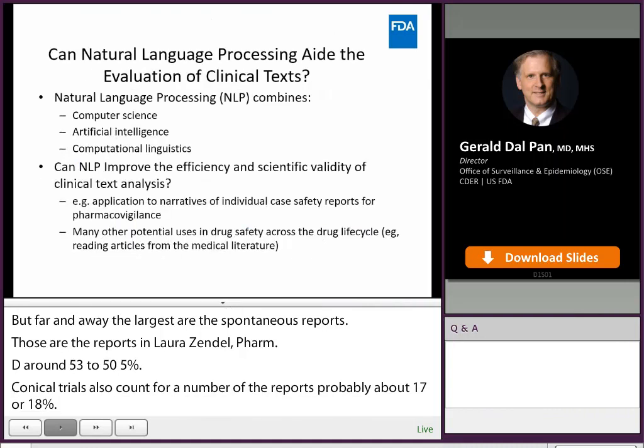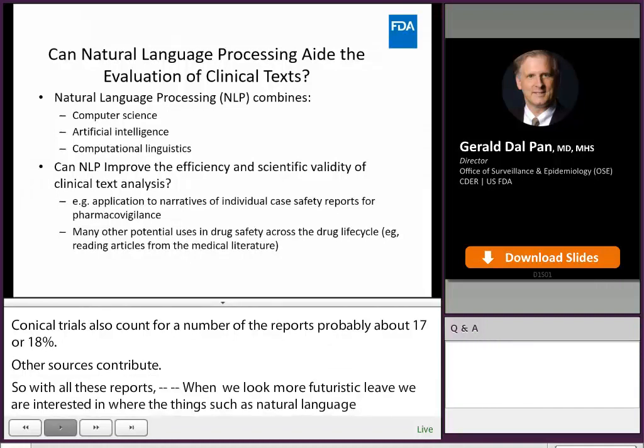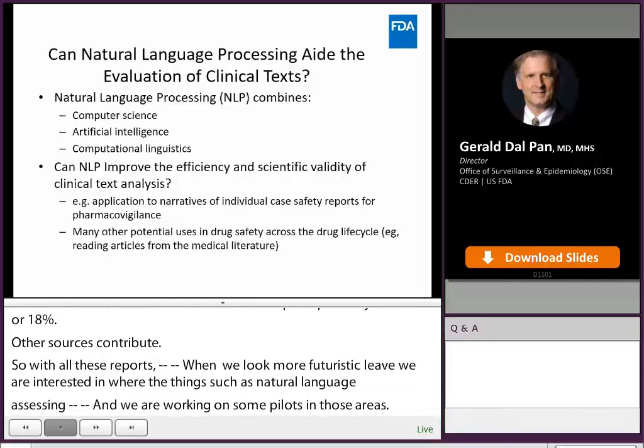So with all these reports, how do we review 2.2 million reports? So when we look a little more futuristically, we're interested in whether things such as natural language processing can aid us in the evaluation of clinical text. And we're working on some pilots in those areas. Suffice it to say that this isn't ready for prime time yet, but we hope someday that this will help us with our review of reports.